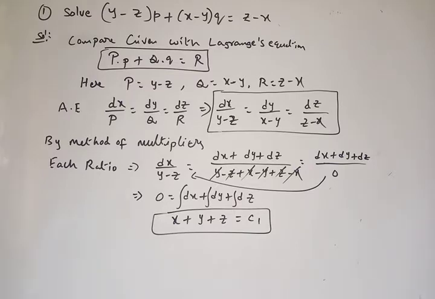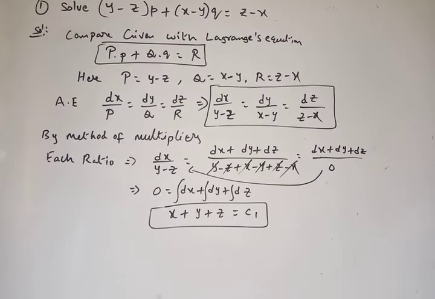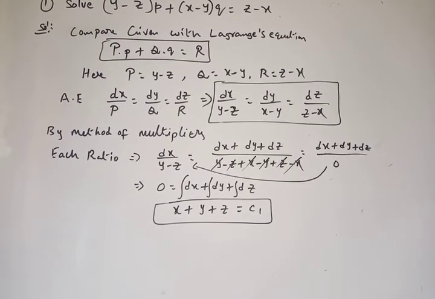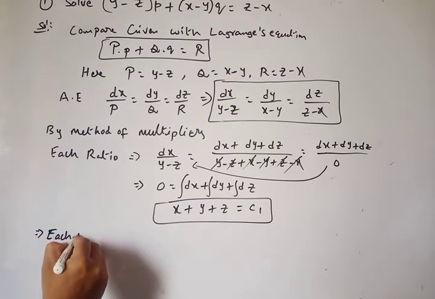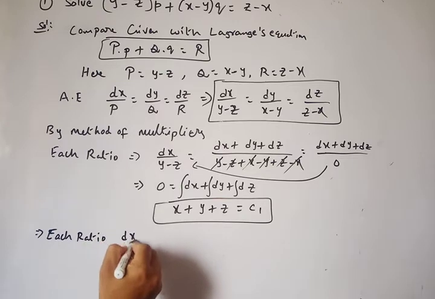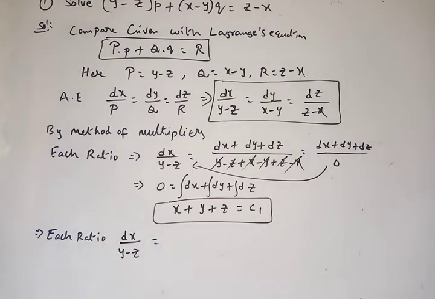Understand here? Like this you need to identify the constants c1 and c2. Similarly one more constant you have to find, one more solution, c2. So to find another one, again each ratio dx by y minus z is equal to, you can't take the same method again.